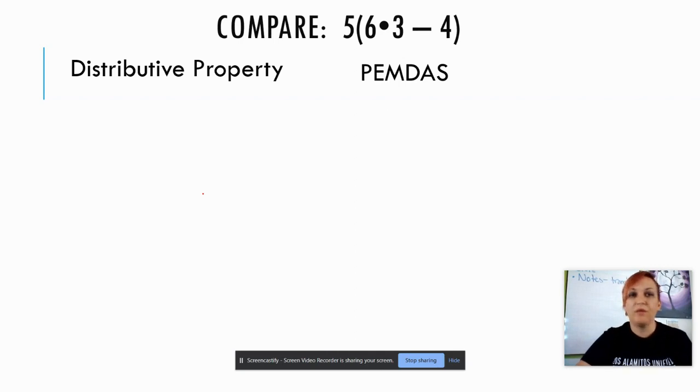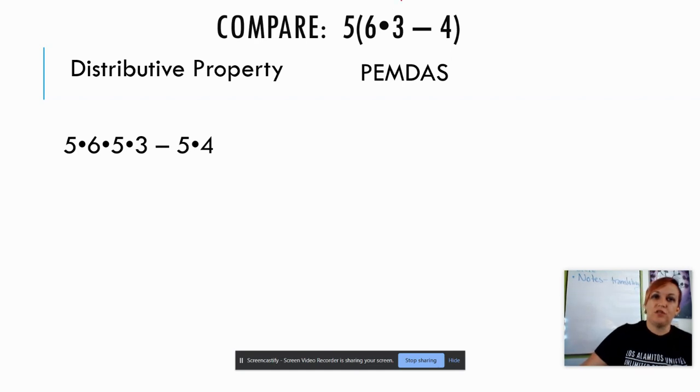So here, I'm going to do it first. First, I'm going to do it wrong. I'm going to use the distributive property, and I'm going to get the wrong answer. And maybe you don't want to write this down because this is not correct. Or if you do write it down, put a big X over the top of it. All right, so here's my distributive property. I take my 5, and I'm going to distribute it to every number on the inside. So the 6, the 3, and the 4. So 5 times 6, 5 times 3, 5 times 4.